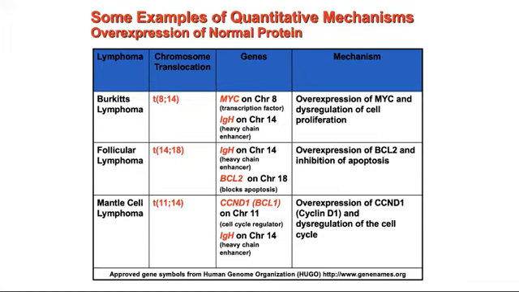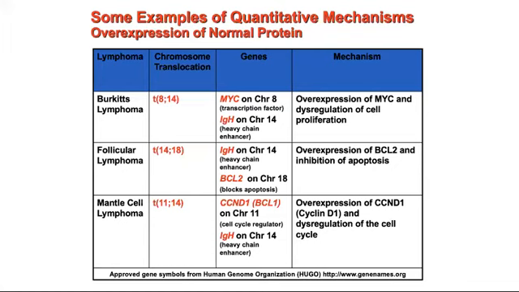In follicular lymphoma, the translocation involved is 14;18, and this involves the IGH gene, the immunoglobulin heavy chain enhancer, and also the BCL2 gene on chromosome 18, which blocks apoptosis. The translocation leads to the overexpression of BCL2 and the inhibition of apoptosis.